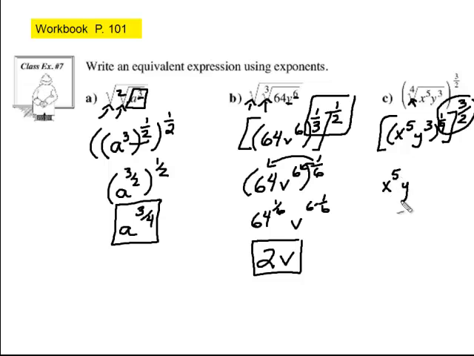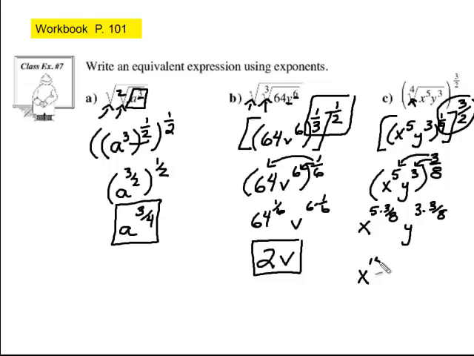So x to the 5th, y cubed, and all of that is going to be written with an exponent of 3/8. So that 3/8 gets applied to both the x and the y. So I'll just show you what that looks like. 5 times 3/8 and 3 times 3/8. The easiest thing about multiplying fractions is to just multiply straight across the top and straight across the bottom. So 15/8 becomes the exponent on the x, and 9/8 becomes the exponent on the y.